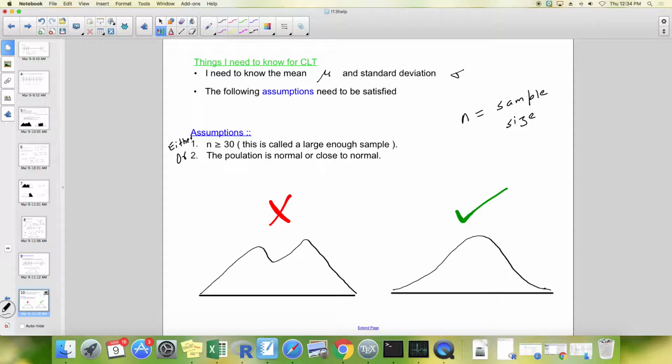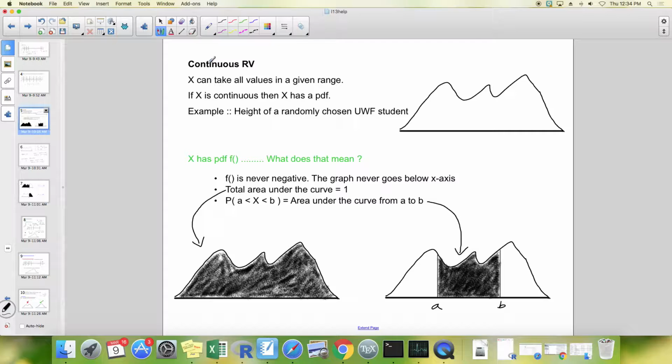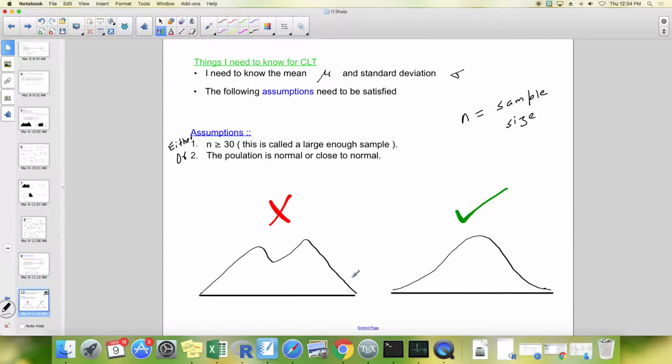So either n is bigger than or equal to 30, or the population is normal or close to normal. By population is normal, that means I know that x is continuous. So x has a PDF, and the PDF has to be something like this, like normal. This is how a normal PDF looks, normal or very close to normal. Something like this is not good. The PDF on the left is not good.